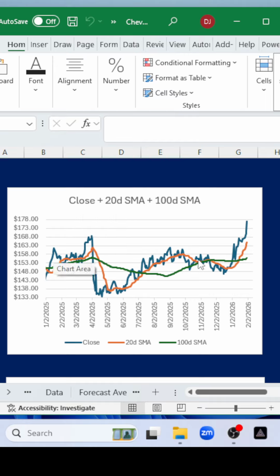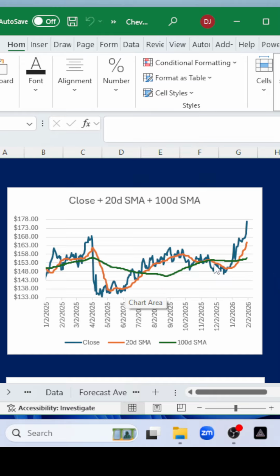20 moving average, 100 moving average here. The green line is the 100-day moving average, the orange line is the 20-day moving average, and the blue line is the daily close. You can see we had a big dip down to here. We would have gotten out pretty good down here. And then if we got back in up here, we would have caught part of the bullish part of this upward trend, the upward charge.